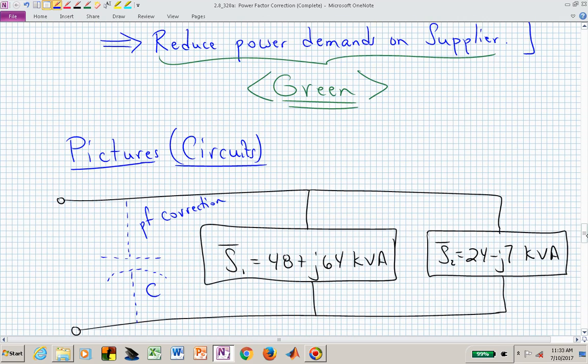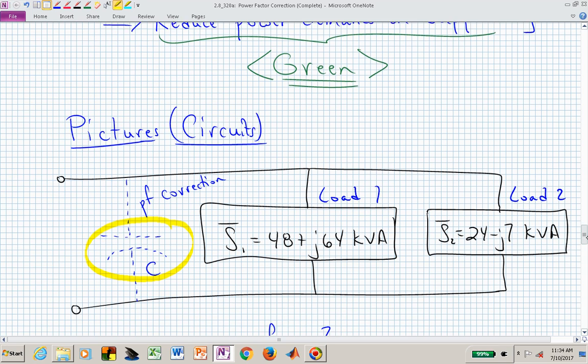And here's the picture, or pictures. I'll have one after this. We have load number 1, and we have load number 2. And we've already computed those complex powers. What we want to do now is introduce a capacitor as another basically component on the load side of our diagram, such that that capacitor will help supply current to this more inductive load.